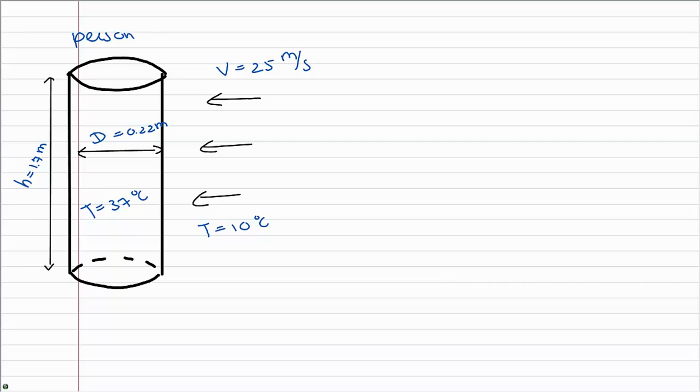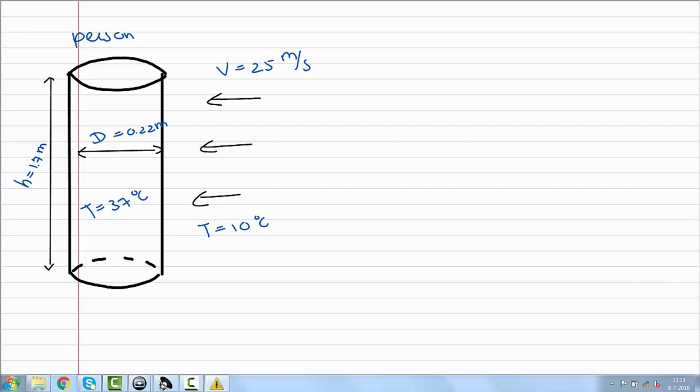We had to calculate how much heat the person has to produce to make up for the heat loss due to forced convection by the wind, which is colder than the person himself. And you should immediately think about Newton's law of cooling, which is H times the area times the difference in temperature. And for H, we can find a Nusselt relation.